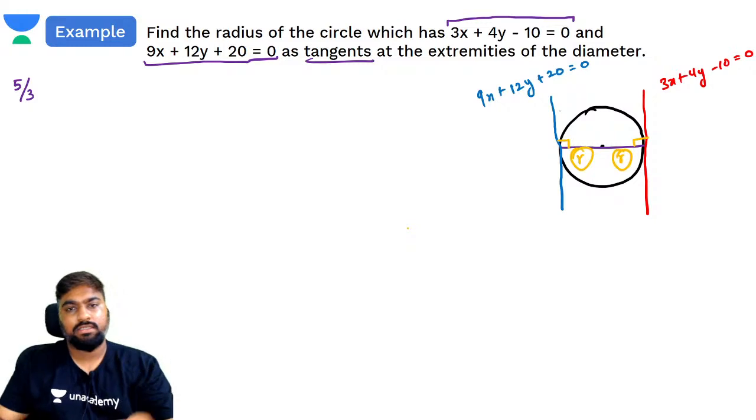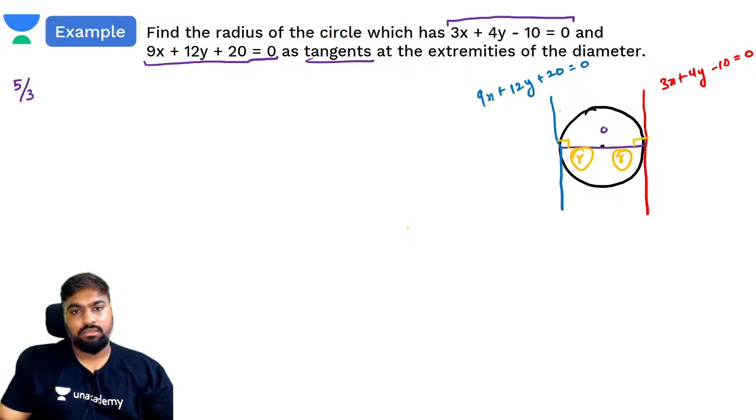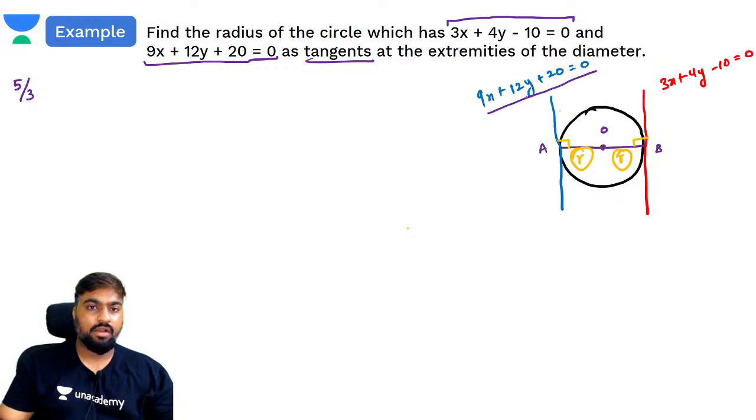Anyone else? So this is your center. Let's call it A, and let's call this B. What do you know? OA is perpendicular to this line, OB is perpendicular to this line, and OA and OB are the same length, right? We just saw that from a given point, if you want to find the length of the perpendicular to the given line, how do you do it?